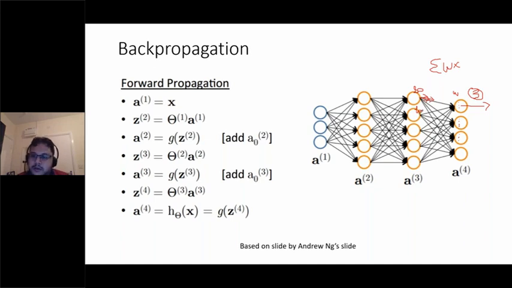Same here. This is X1. We can call it X1, X2, or we can call it just A, like here. So we multiply the input by the weights. This is the definition of a neural network. The weights are this. The inputs to this neuron are this.